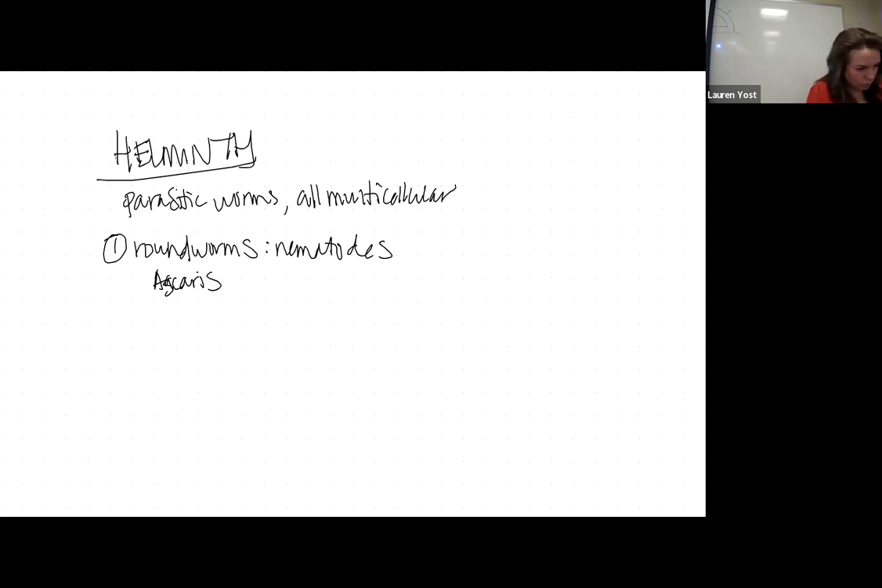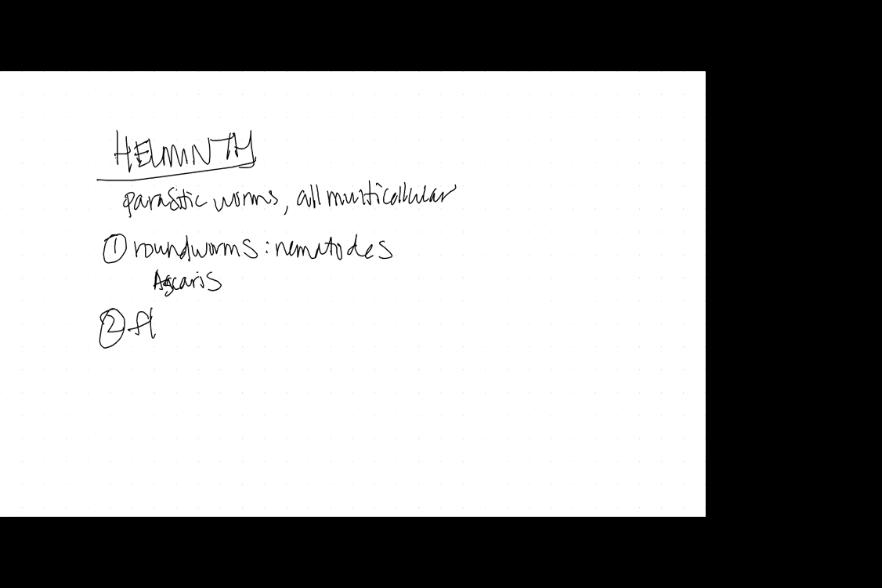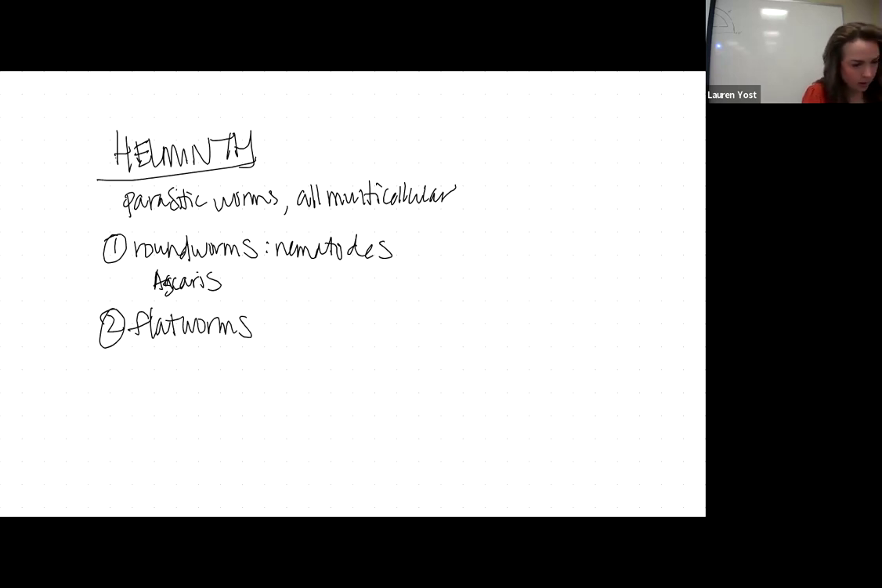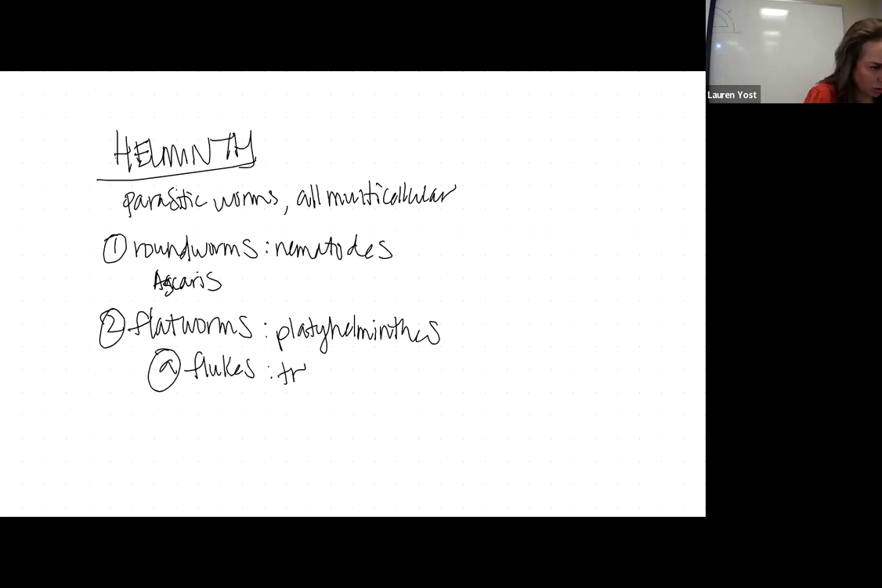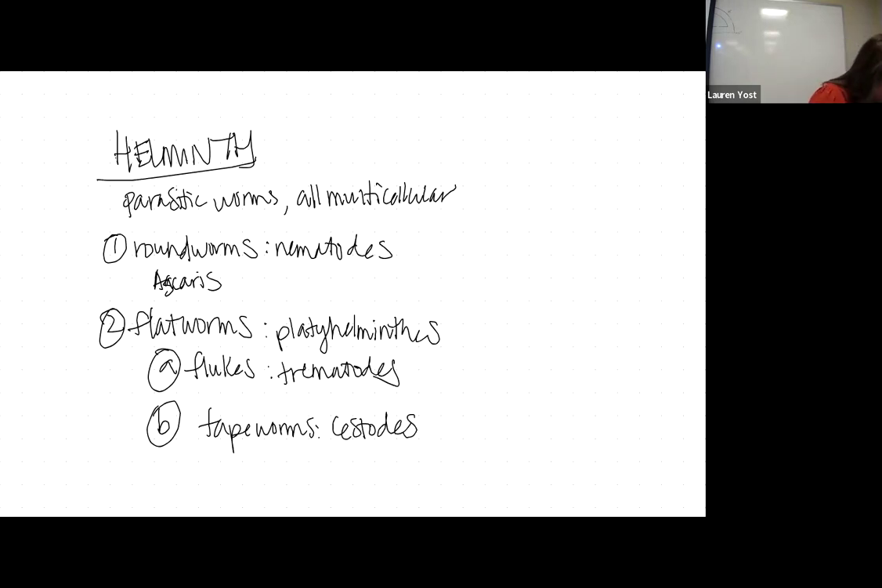Next, the flatworms. And so the flatworms are called platyhelminthes. I like that word quite a lot. And then, yeah, these ones divide up into the flukes and the tapeworms. The flukes are called the trematodes. And then the tapeworms are called the cestodes. And that's just some fancy words that we get to learn about in this chapter.